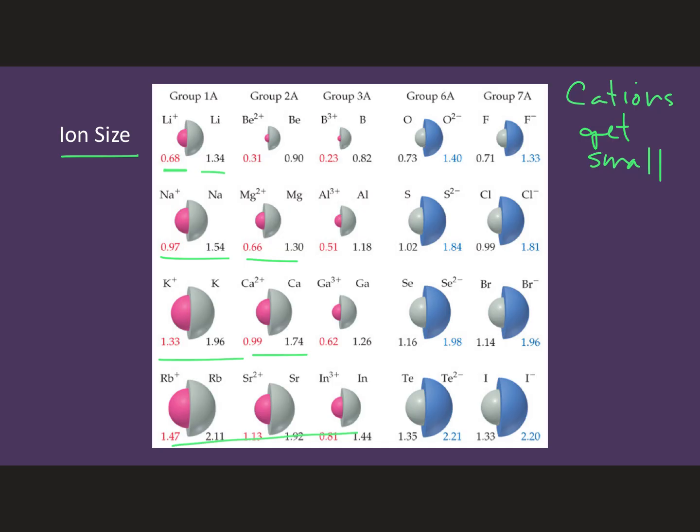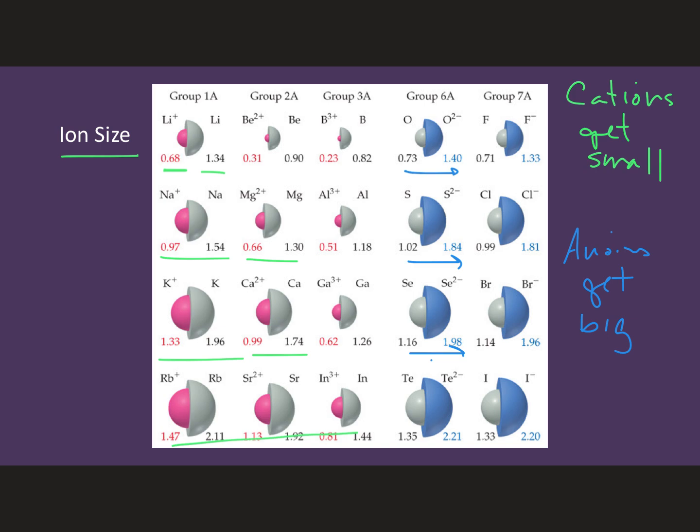But if we look on the other side here, we see that we have things like oxygen, which gets bigger when it becomes an anion. This is true for all anions. So anions get bigger compared to their neutral. That's the trend that you need to know here.